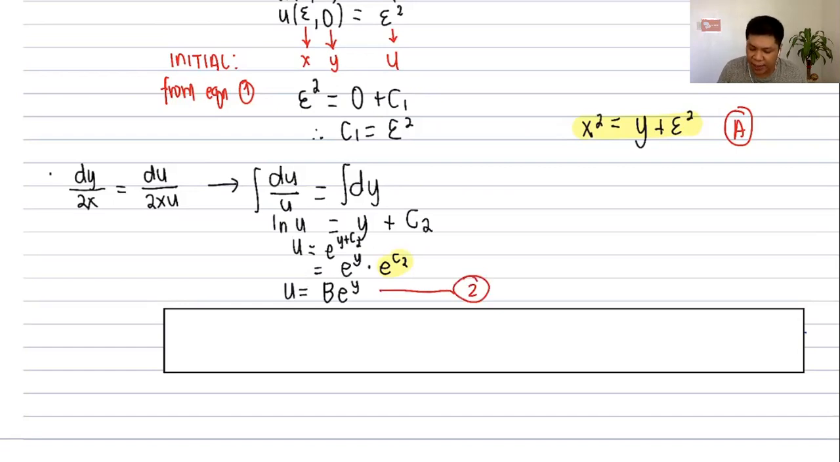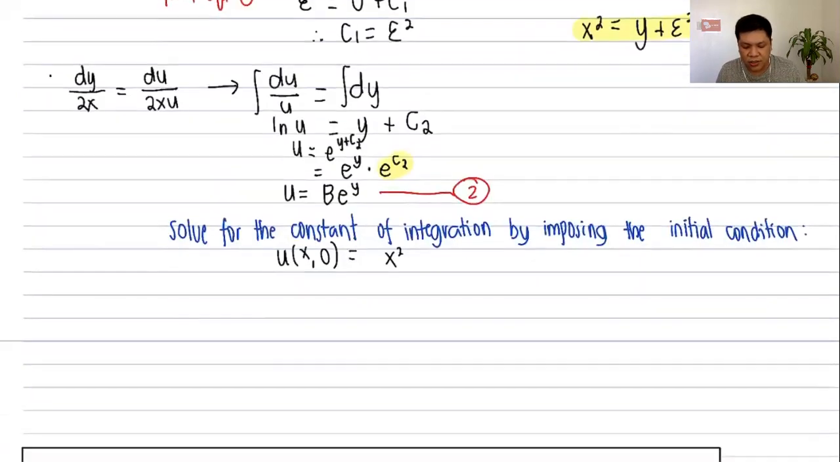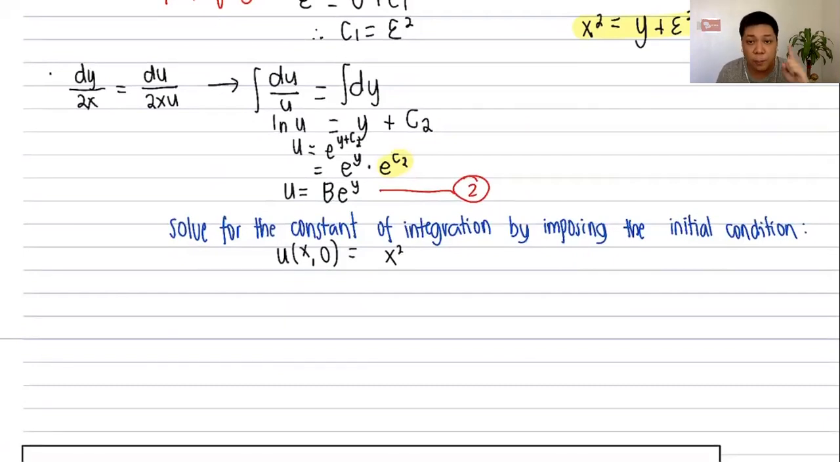Next step is, again, let's solve for the constant of integration b by imposing our initial conditions. u(x,0) is equal to x squared. Again, I can write u(epsilon, 0) is equivalent to epsilon squared. Just as a reminder, people, epsilon is x, 0 is y, and epsilon squared here is u. So these are now our initial conditions.